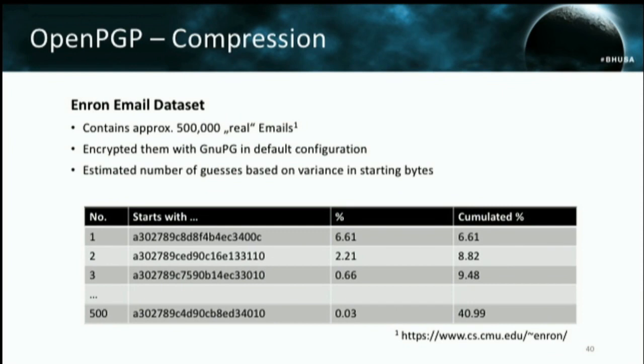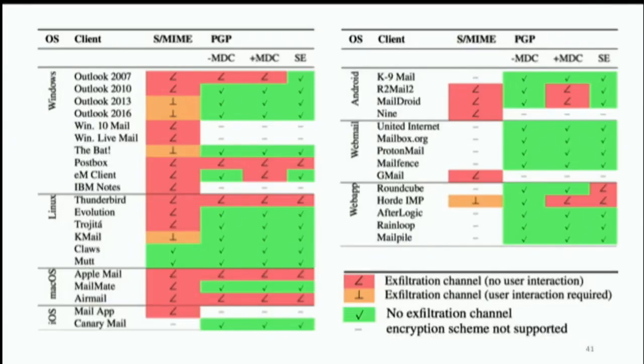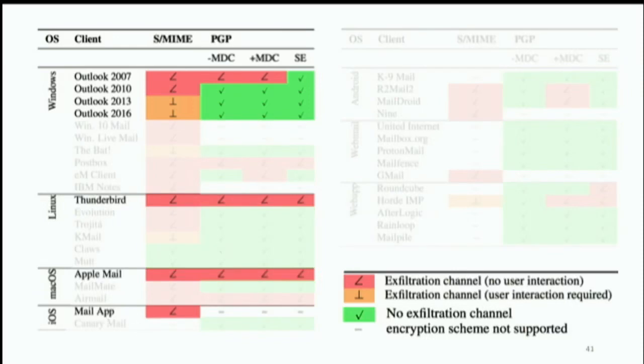Okay, as I stated before, we can now see a small overview of which clients were affected and which clients are not affected from the time of the disclosure. We have here in the first column S/MIME, in the second column PGP, PGP divided into the 3 possibilities. Red is the exfiltration channel without user interaction, so the user has nothing to do but open the mail. The orange ones are exfiltration channels with user interaction required, and the green ones have no exfiltration channels. And if we look now at the major email clients, we see there's a lot of red in here.